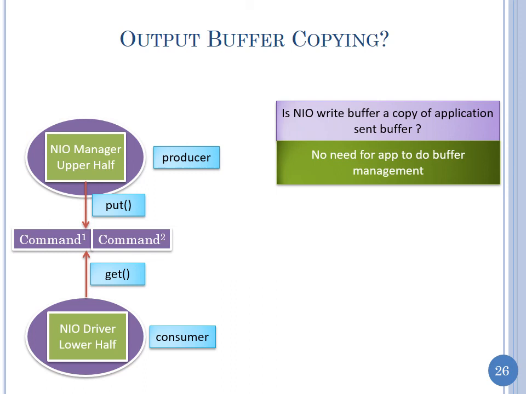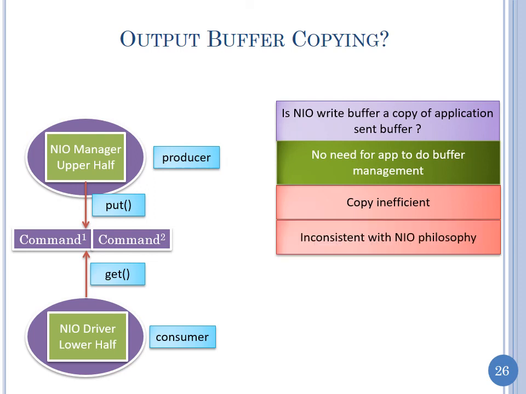And if we make it a copy, then we don't have to worry about the original being changed while we are sending data. So the application layer is easier to program. On the other hand, copy is inefficient, and the whole idea of NIO manager or NIO is to provide efficiency. So we are reducing the number of threads. We also want to reduce copy. So it's inconsistent with NIO philosophy.